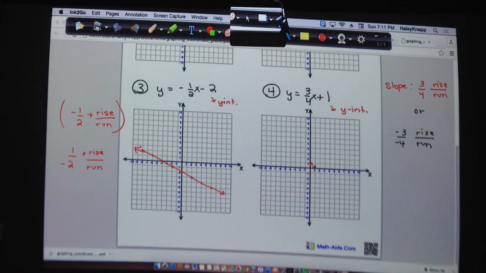So at this point in my y-intercept, if I rise 3, which is 1, 2, 3, and run 4 to the right, 1, 2, 3, 4, I have my next point. Go back to my y-intercept, rise down 3, 1, 2, 3, run to the left 4, because it's negative. And I can continue doing this.